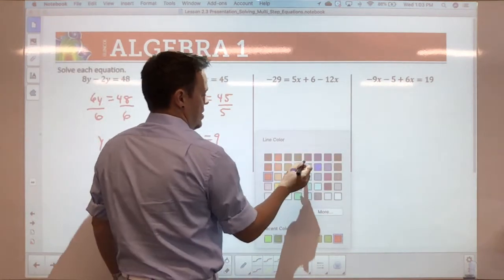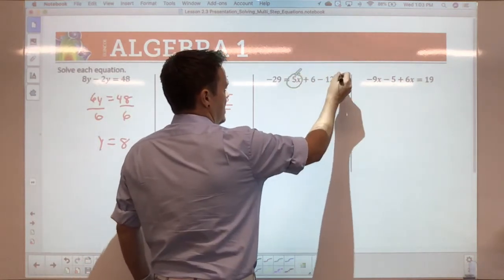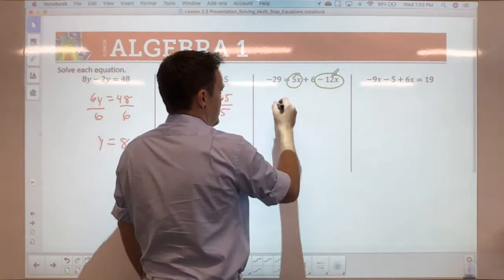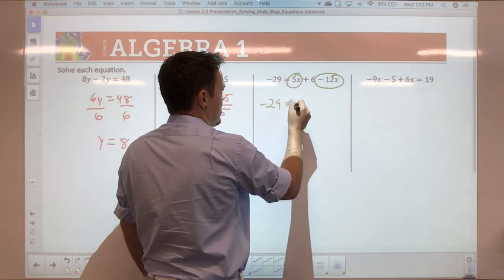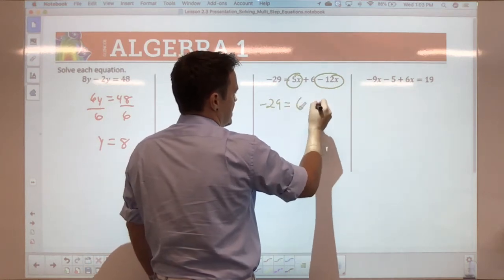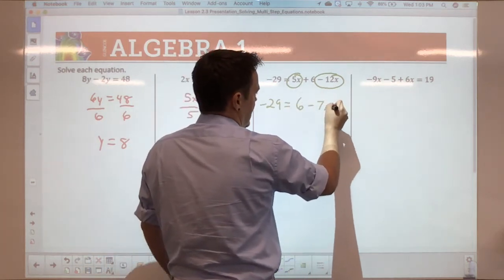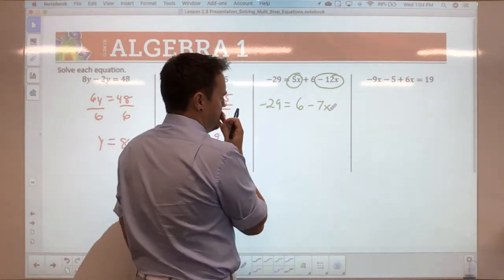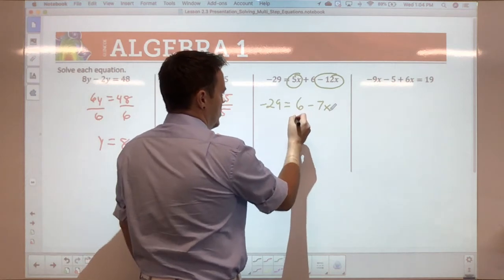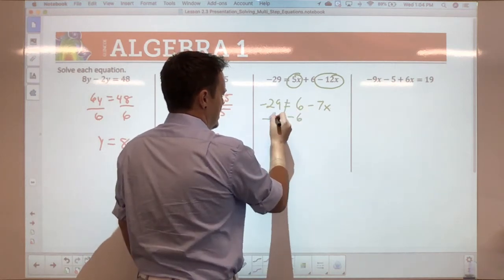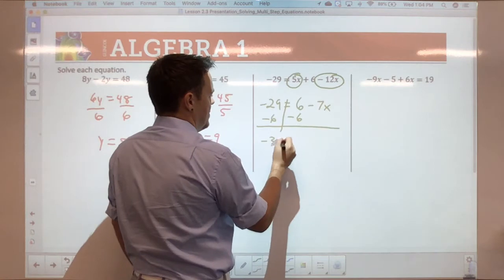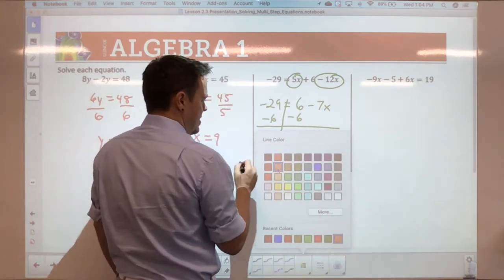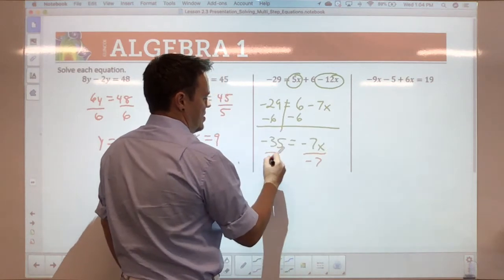All right, combine this one and this one, right? So the negative's in front, so that's a negative 12. So that would be negative 29 equals, and I'll go 6 minus, that's 7x, right? Make sure I have that right? Yes, okay, good. And then you would subtract 6. So you have negative 35 equals negative 7x. And then once again, divide by negative 7.